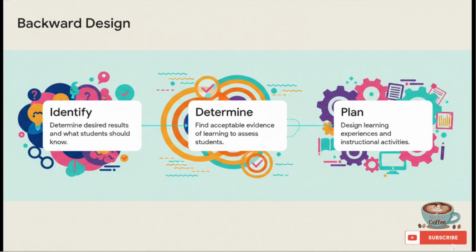Step 2, determine acceptable evidence. How are we going to definitively know if they've hit those targets? And finally, Step 3, plan learning experiences. Notice that the actual day-to-day instructional activities, the lesson plans themselves, are planned last. That is completely intentional, to ensure every single minute of class time drives toward that final goal.